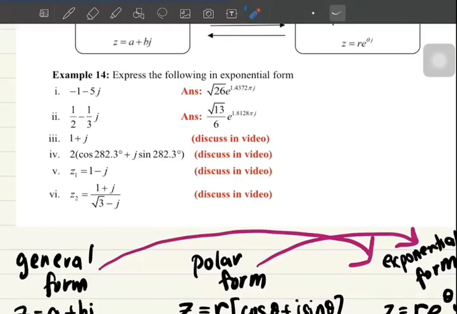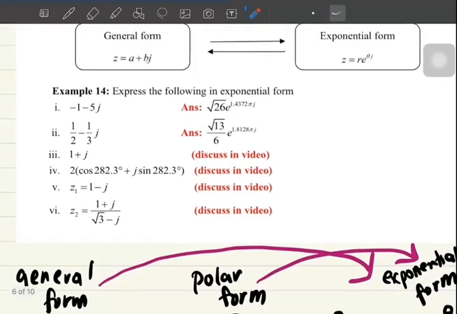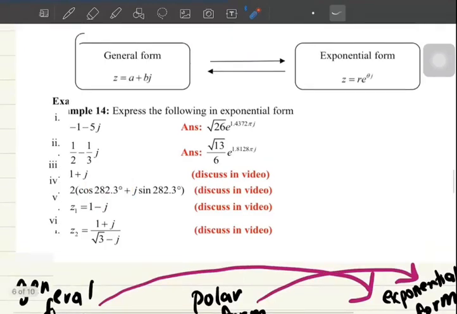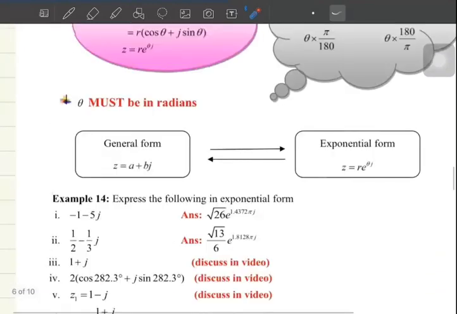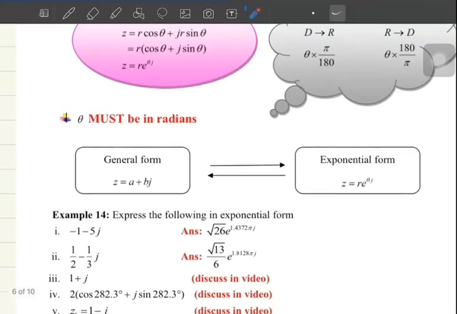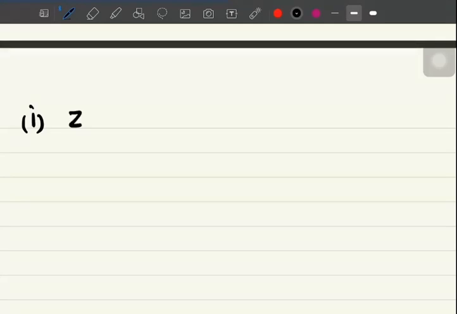then kena cari R and theta, then only you can express in exponential form. Okay. Untuk soalan yang nombor 4 ni, you already have your R and your theta, but your theta is in degree. So theta ni je masalah sekarang ni. Okay. So theta ni you tukarkan dalam bentuk radian dengan cara darabkan dengan pi over 180. Okay. So you have your theta, you have your R, so you can write in exponential form. Z is equals to -1 minus 5J. So you need to find your R and theta.